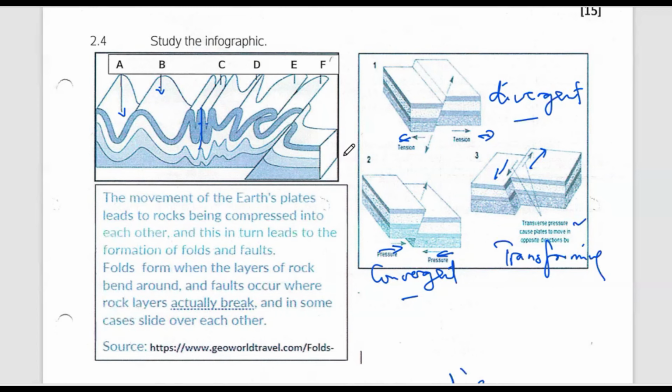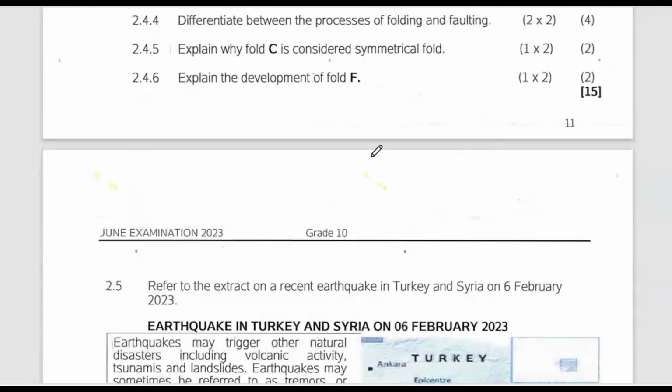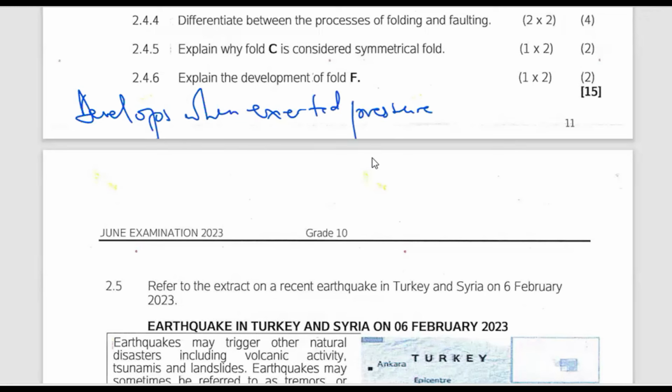Fold C develops when the exerted pressure is extreme. The pressure which is exerted on either side of the fold is extreme to the extent that it does not only end with folding, it even cracks, and because of it cracks and slides on the other limb of the fold because of the pressure which is very extreme.